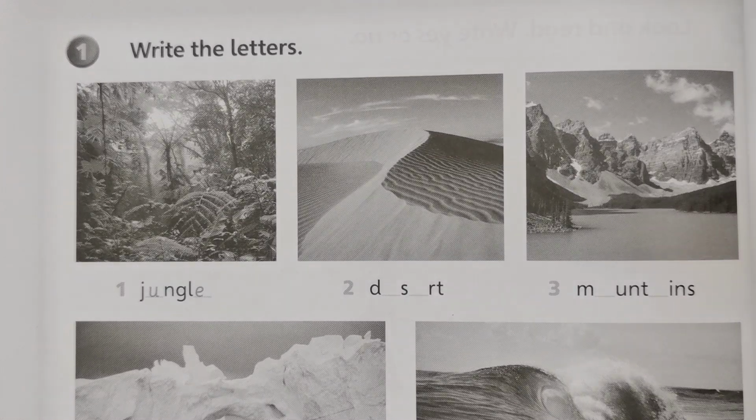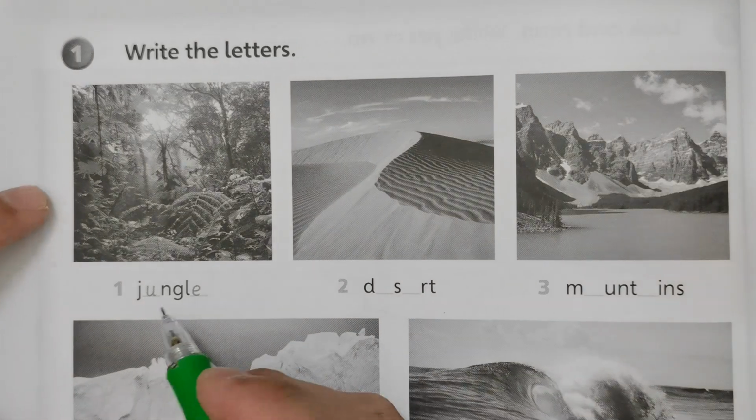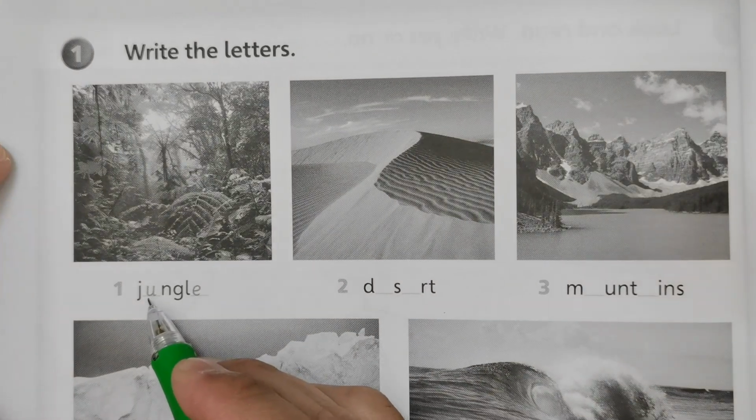Okay, pupils, we are on this Year 2 Super Minds Workbook on page 78 until page 79. So today we're going to learn some geography and habitats. So activity 1, write the letters. So you may fill in the related alphabets.